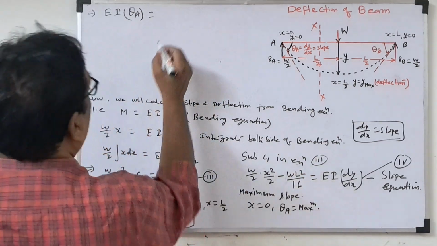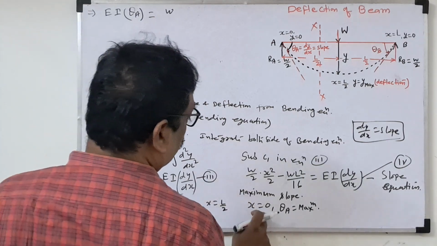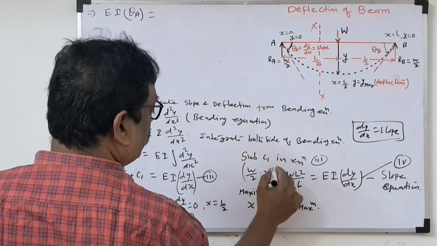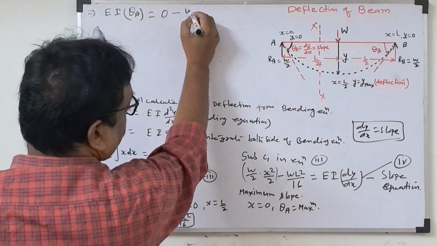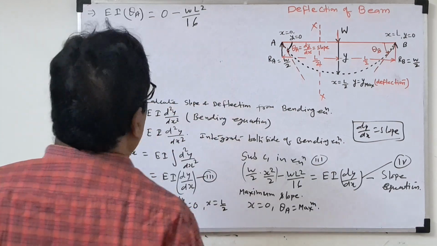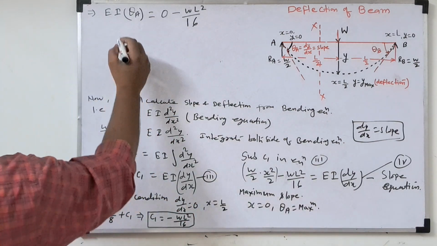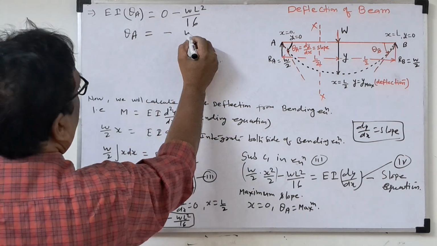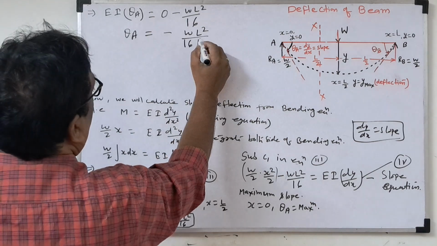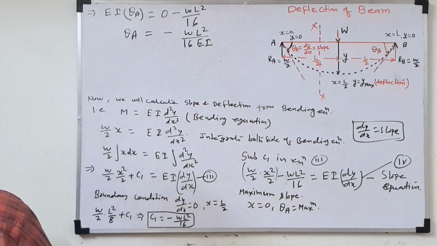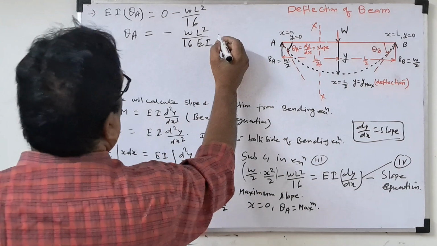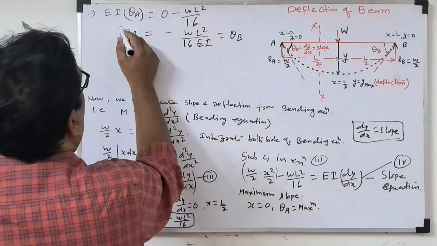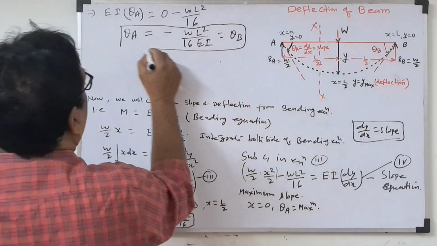In this equation, Wx square by 4, x equal to 0, no? x equal to 0, so this part will come 0. 0 minus WL square by 16. So finally theta A is equal to minus WL square by 16 EI. What we are getting is WL square by 16 EI, that is also known as theta B. So at both points A and B the slope will be WL square by 16 EI.